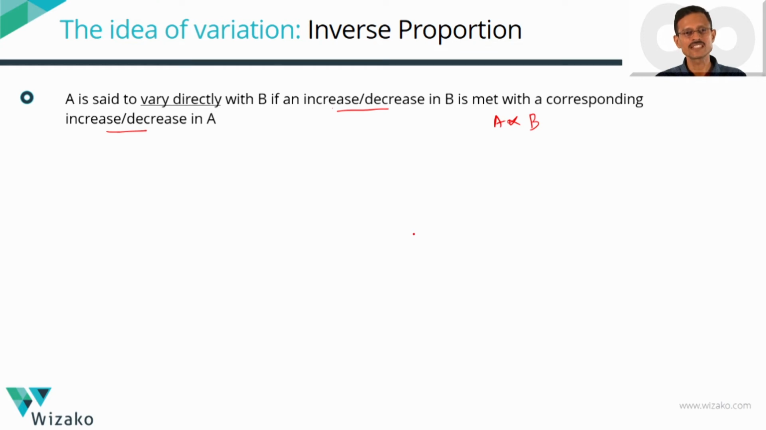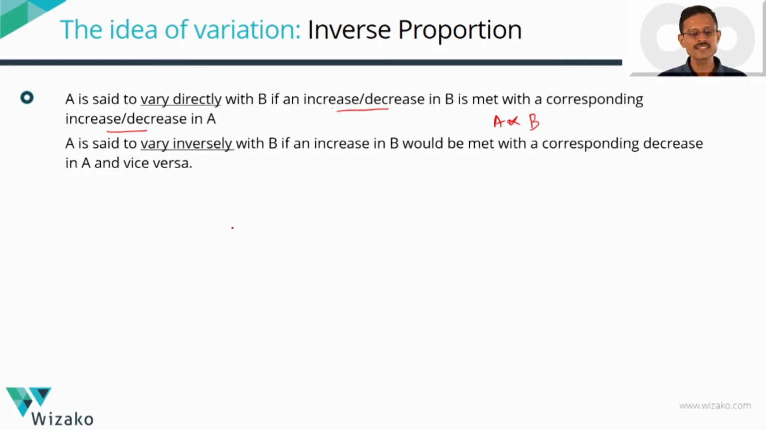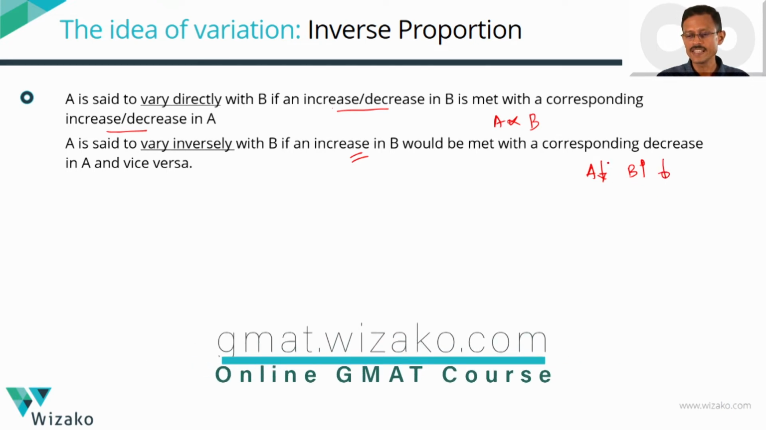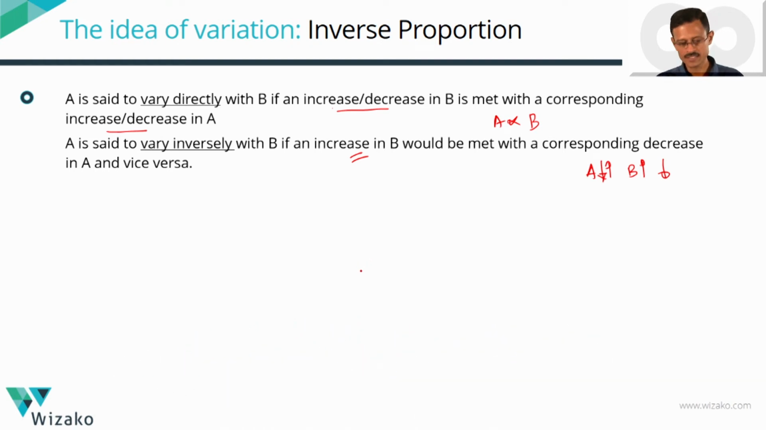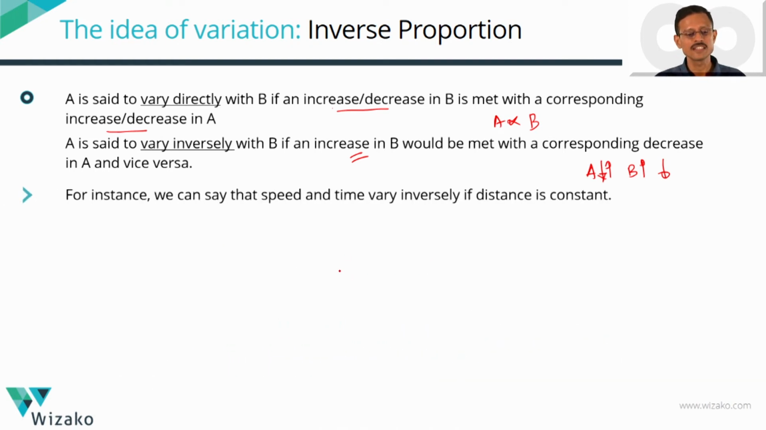Inverse proportion is exactly the opposite. A is said to vary inversely with B. If B increases, it would be met with a corresponding decrease in A and vice versa. So if I increase B, if A decreases, then it is inversely proportional. Conversely, if I decrease B, if A increases, then again we'll say that it's inversely proportional. How do we represent this? Let's look at an example before we go to the representation.